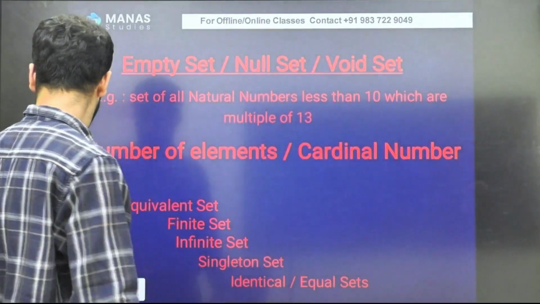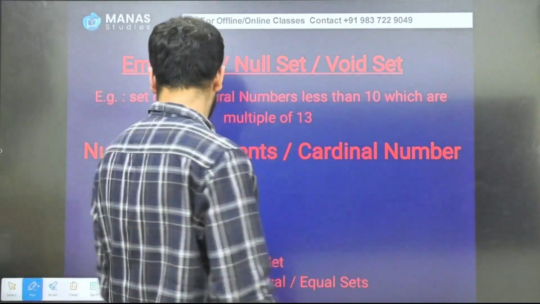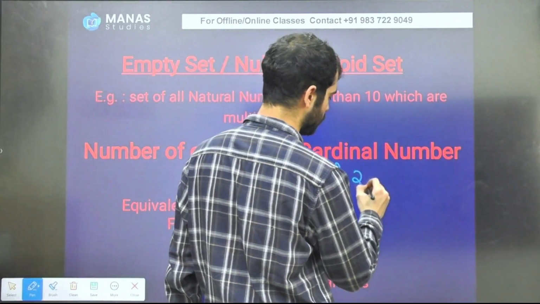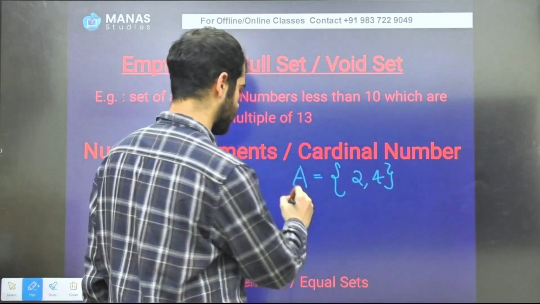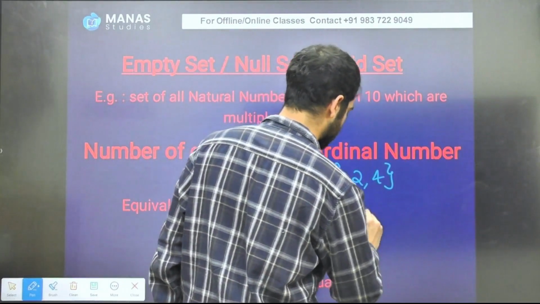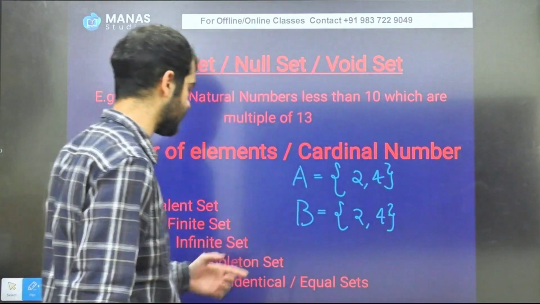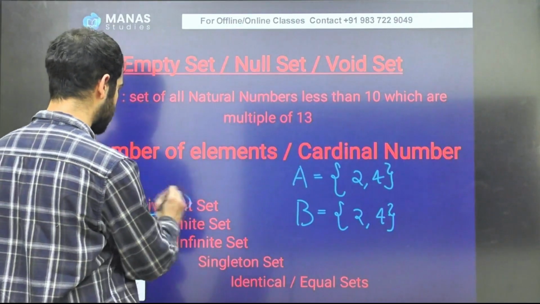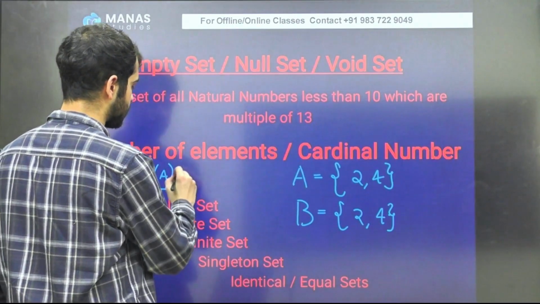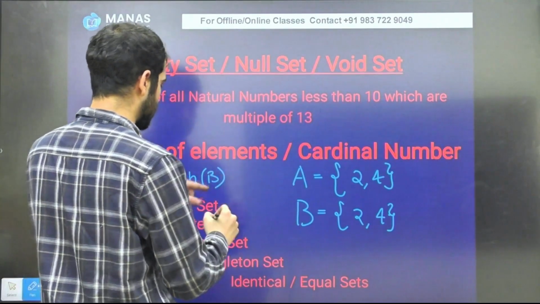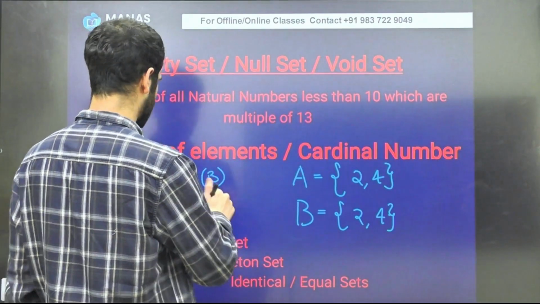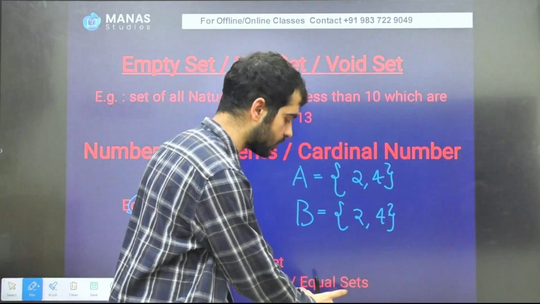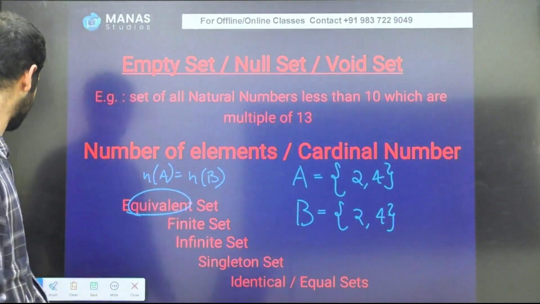Let's look at another, that is identical or equal sets. If I say that there is a set A, it has the elements 2, 4, and if I have another set, let's say B, which also contains the same elements 2 and 4, then the two sets are known as equal sets or identical sets. It's different from an equivalent set because in an equivalent set only the cardinal number of the two sets is the same. So in this case, even if the elements were different, still they would be equivalent. But for them to be equal sets, all the elements should necessarily also be the same.